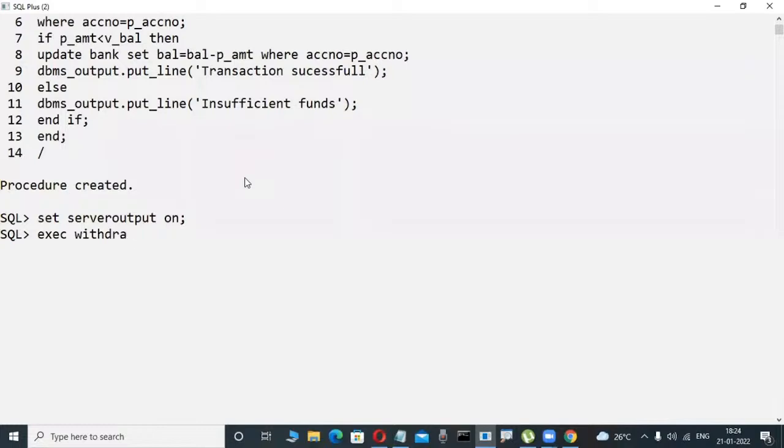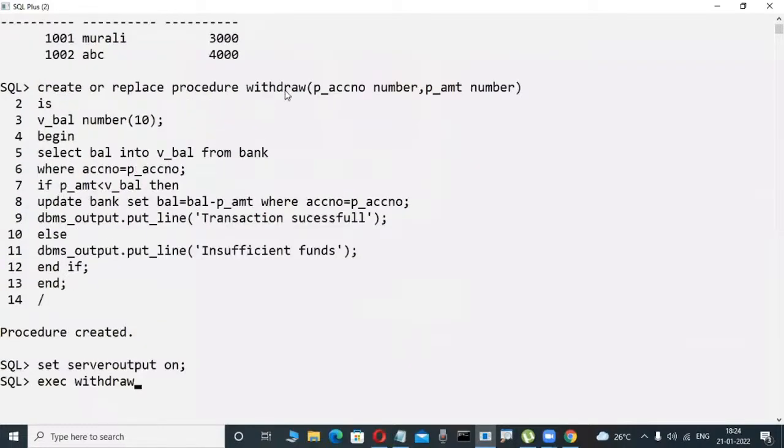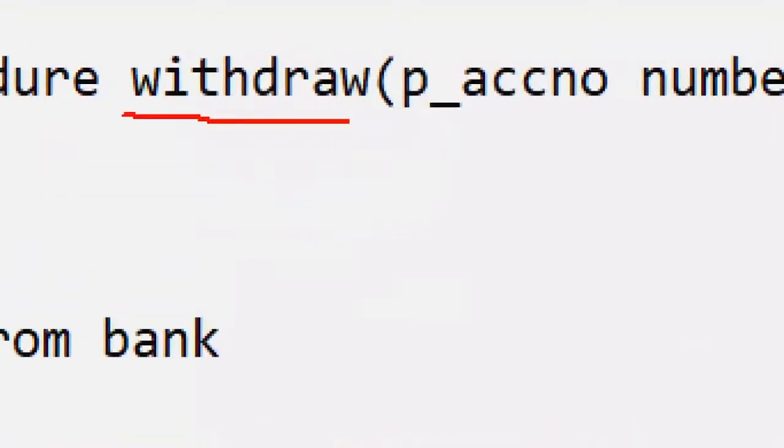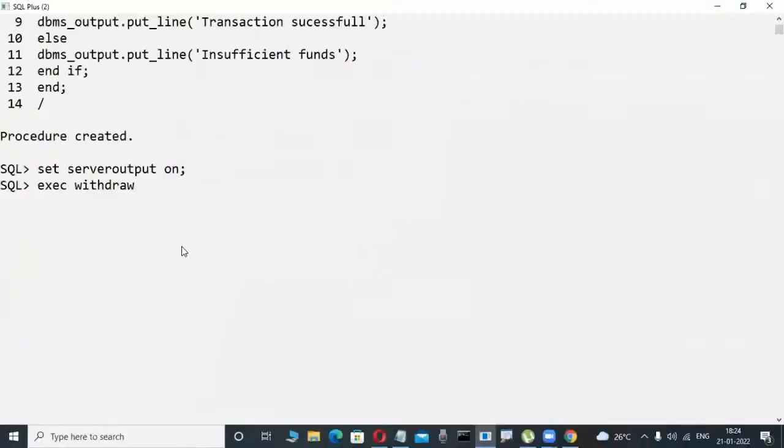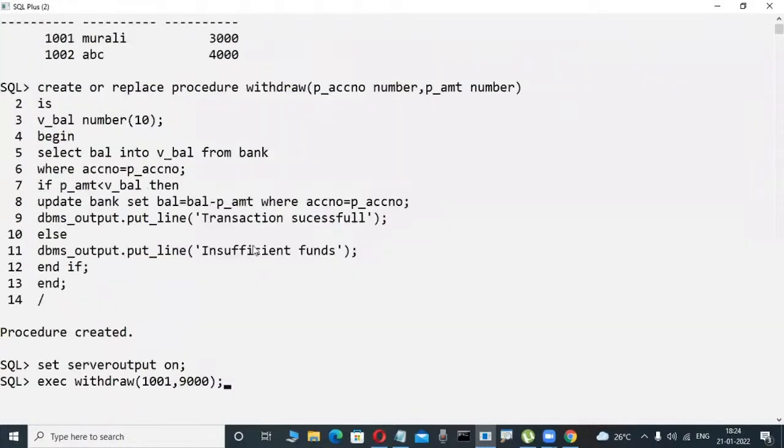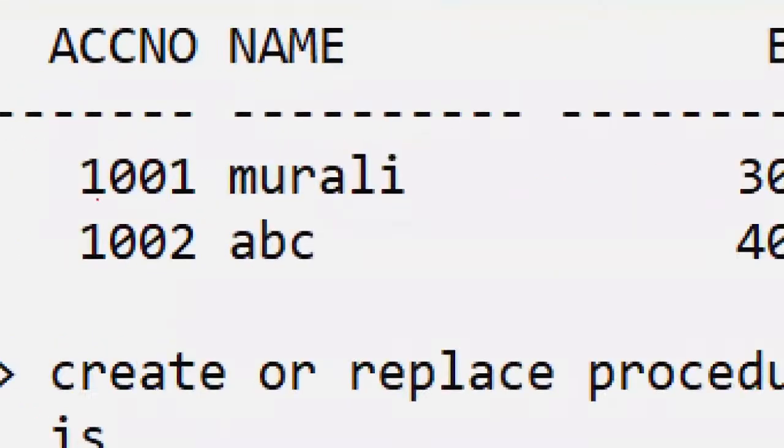You may not have an idea about all these things. Just observe it here. Withdraw is the name of my program I'm giving. Okay, fine. Here, my account number 1001, I'm passing, comma, I try to withdraw 9,000 rupees, for example. Observe here my account number in this table, slowly observe the scenario. 1001 is my account number.